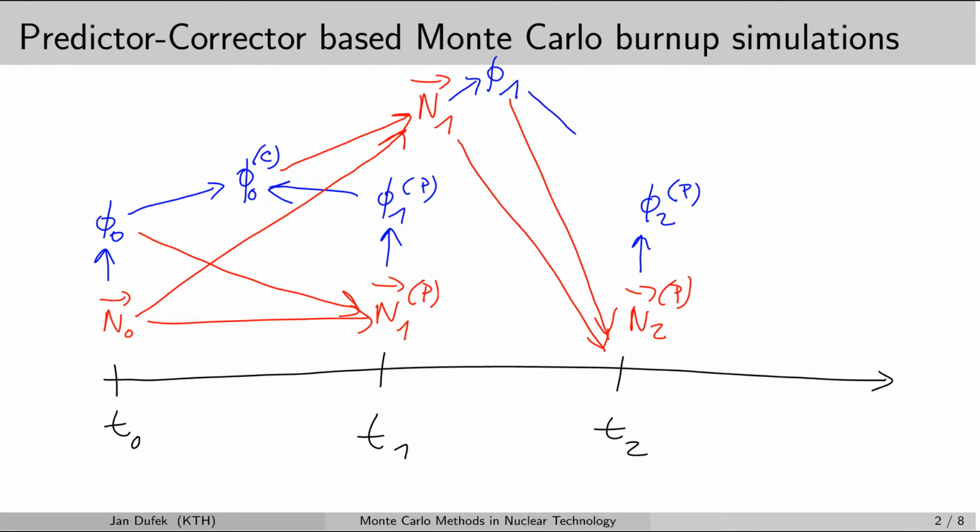Now we will combine the flux from the beginning and the end of the second time step into the corrector flux, and we are going to use the corrector flux to obtain the final nuclide field N2, and we are going to use the N1 nuclide field vector as the initial state. And the whole procedure will then repeat for the third time step, and so on.